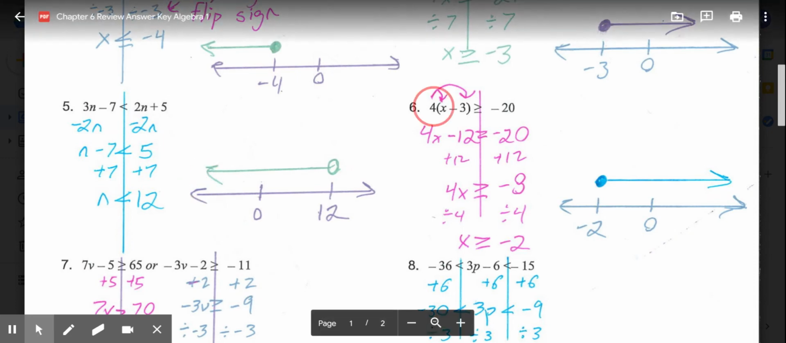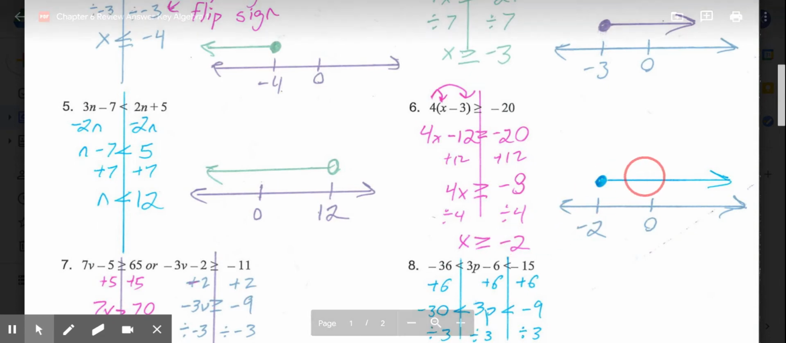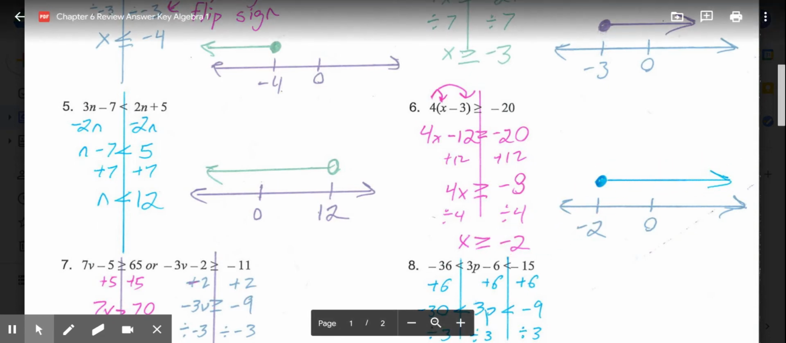In 6, you need to use the distributive property first. So 4 times x and 4 times -3. So we have 4x minus 12 is greater than or equal to -20. Add 12 to each side, and then divide by 4. And you have x is greater than or equal to -2. So filled in circle at -2, arrow going to the right.